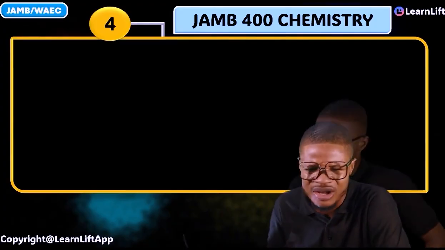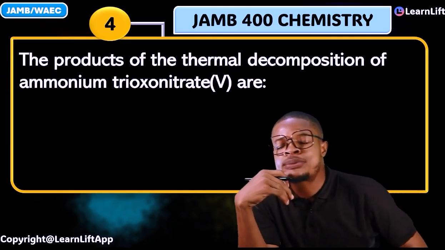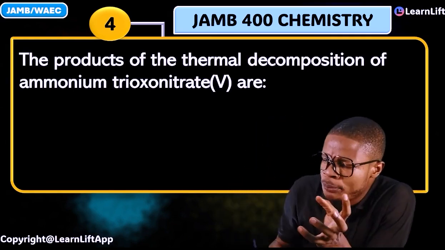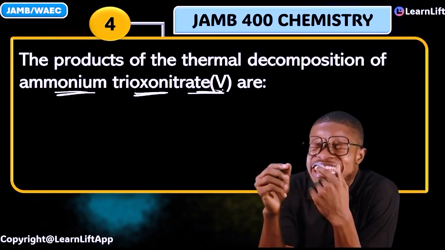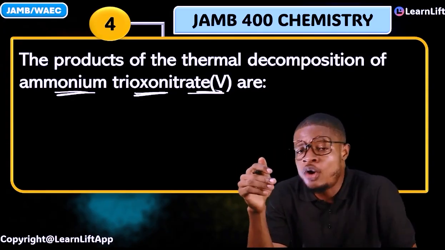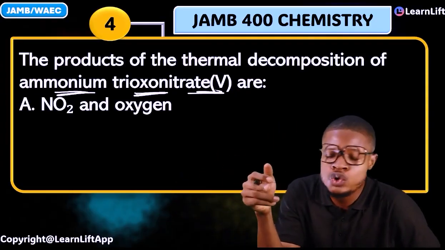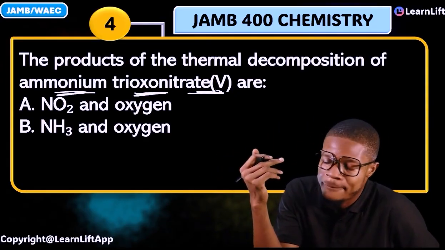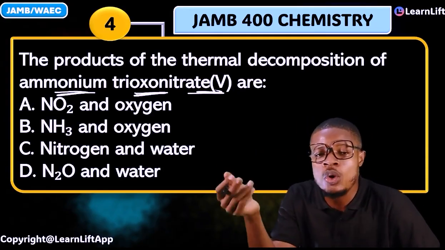Look at this question. The question here says: the product of the thermal decomposition of ammonium trioxonitrate(V). If you decompose ammonium trioxonitrate(V), what is it going to give you? Is it going to give you NO2 and oxygen, or ammonia and oxygen, or nitrogen and water, or N2O and water?